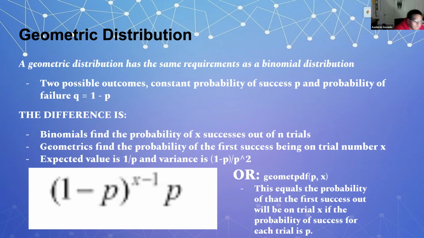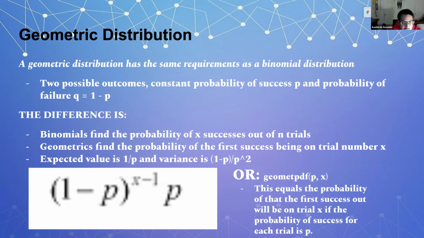With a binomial distribution, if we go back to flipping coins, we could say we want to find the probability of getting 3 heads out of 5 flips. That we would use a binomial distribution for. But if we want to find the number of flips it's going to take to get a heads, that we would use a geometric distribution for.